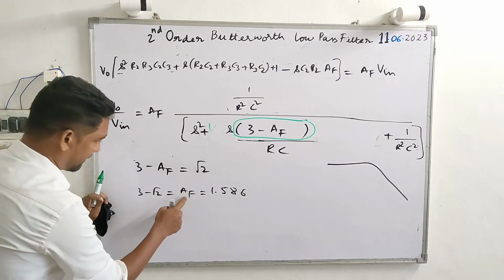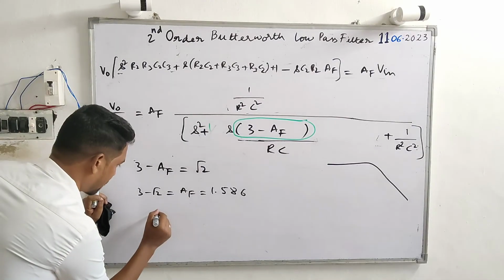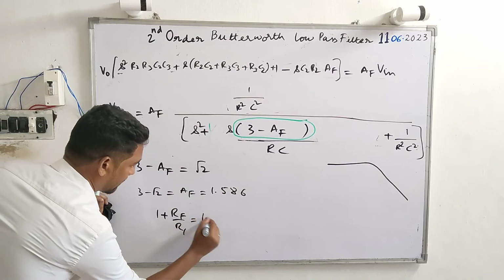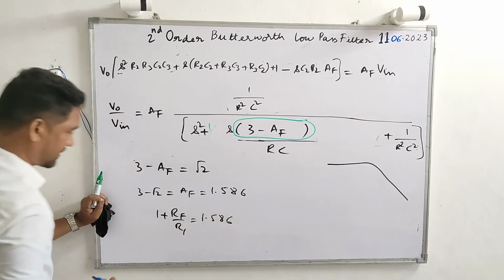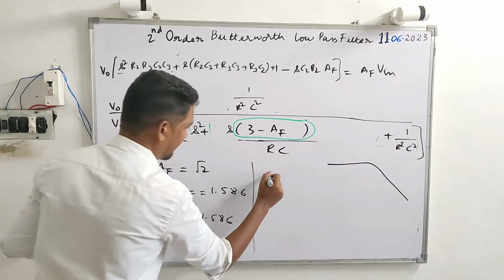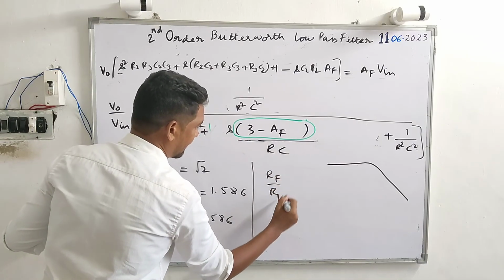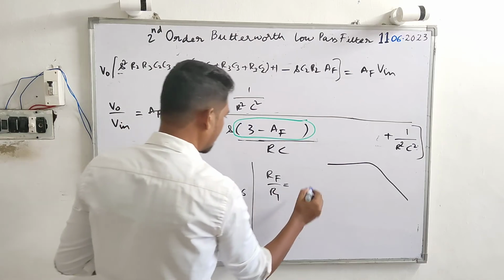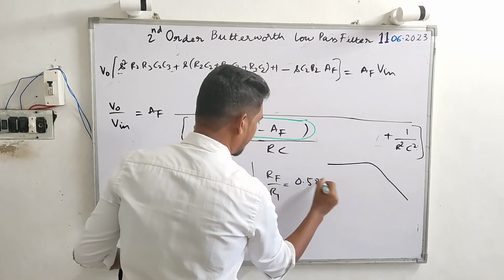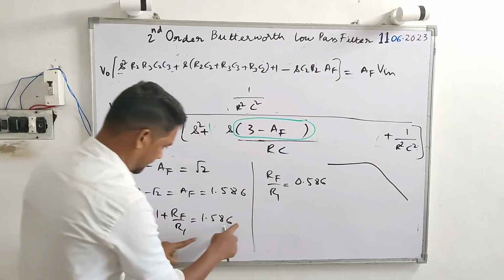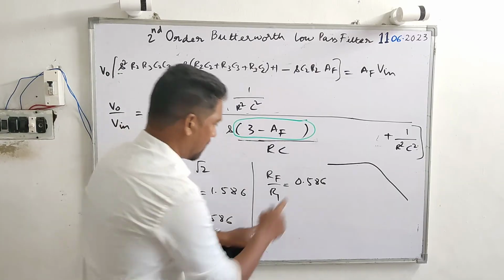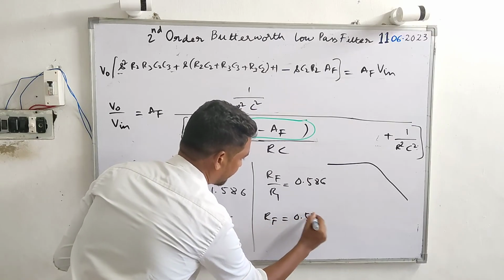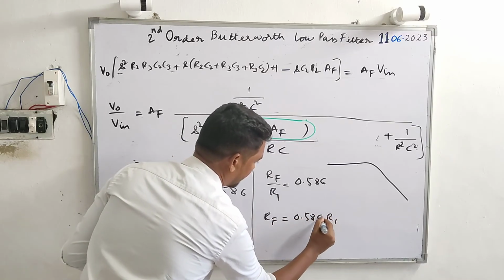Now what is this AF? We have considered initially it's nothing but 1 plus RF by R1, which is equal to 1.586, and from here itself we have RF by R1 equals 1.586 minus 1, that is 0.586. What it says, RF equal to 0.586 R1.